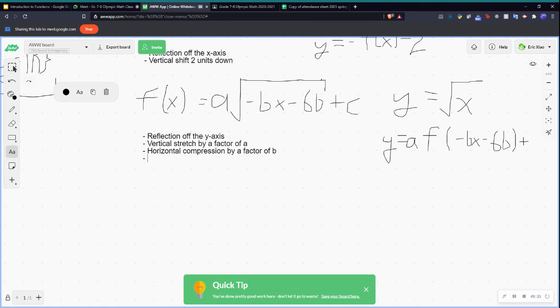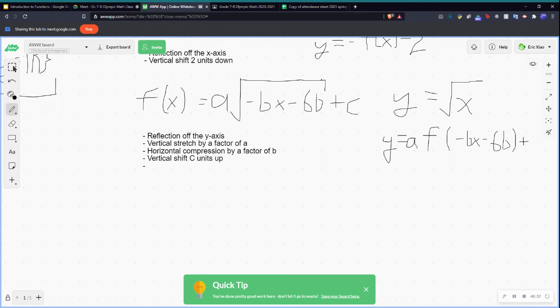It's a bit weird. Okay, so we have the plus c. The plus c would give us a vertical shift, right? Because outside the function, there's a vertical shift up c units. Well, we say c units up. Now, what about the horizontal shift? This is a bit more tricky.